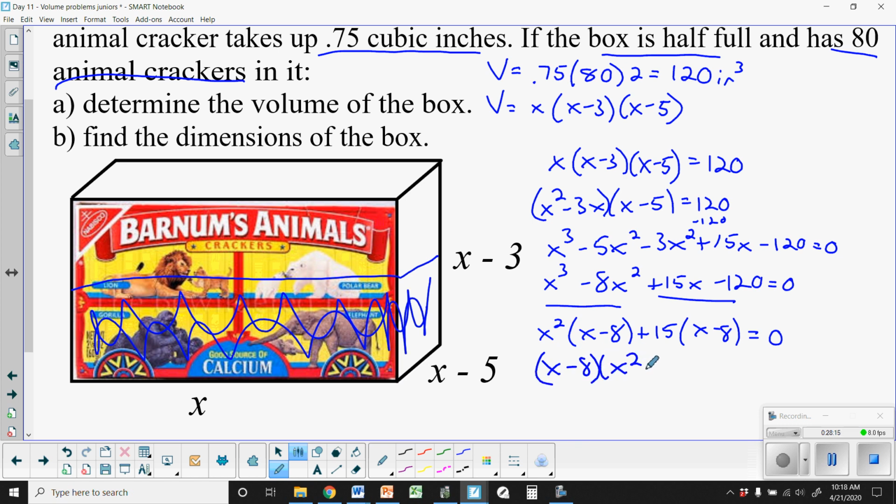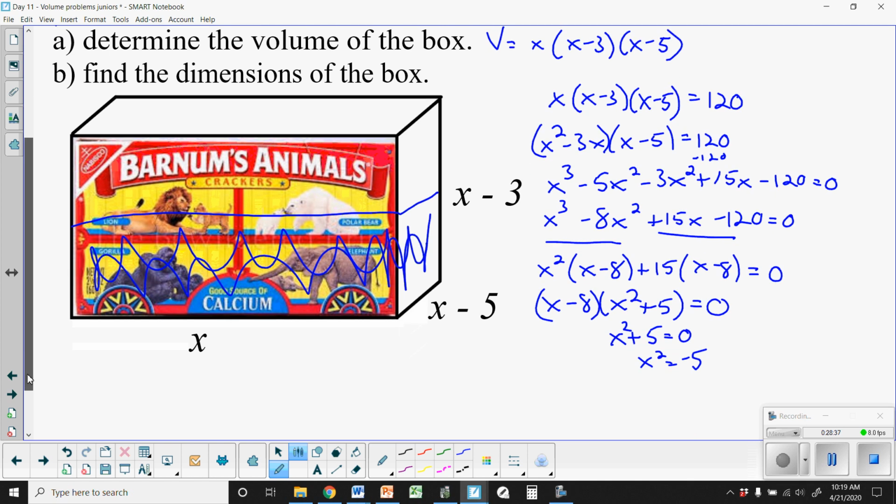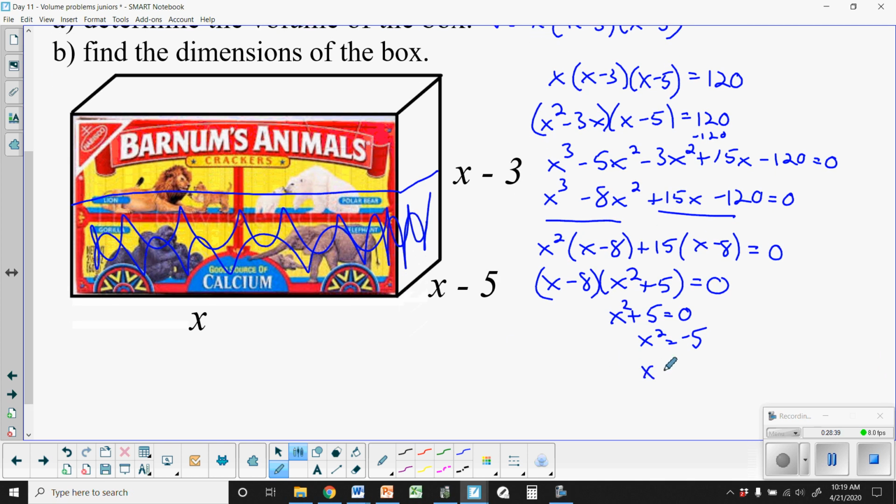x squared plus 15. Now notice that we can already see that 8 is probably going to be our solution, because remember this, x squared plus 15 equal to 0. Oh, x squared equals negative 15. That's not good. That's going to be imaginary, right? Because now we have x equals plus or minus the square root of negative 15, and with negative numbers under the square root, that's going to be imaginary, so we can cross that out.